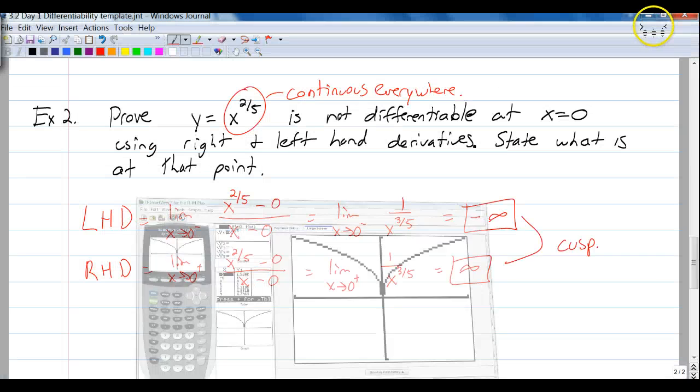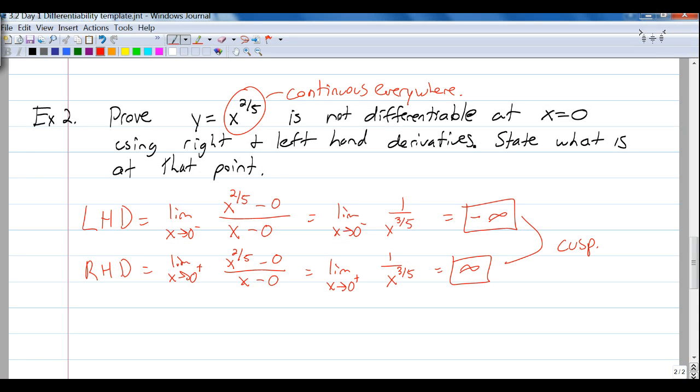Okay, good. So that is the lesson on the different kinds of differentiability, or things that are not differentiable. And yeah, you will have to prove one, so make sure you do those problems, and I will see you next time.